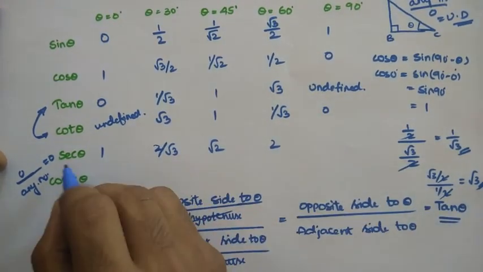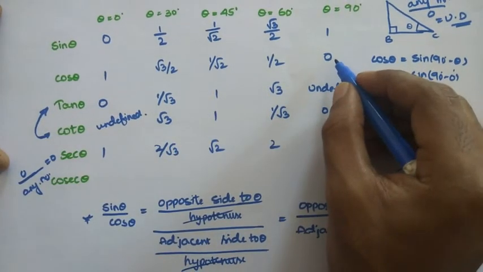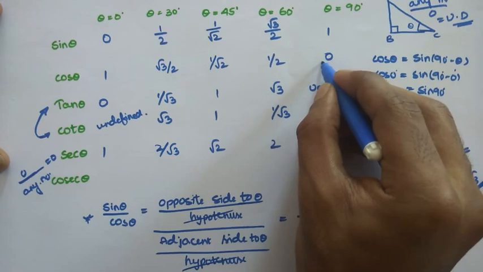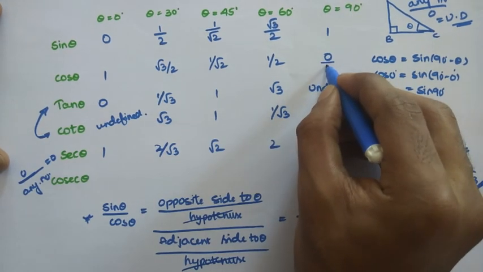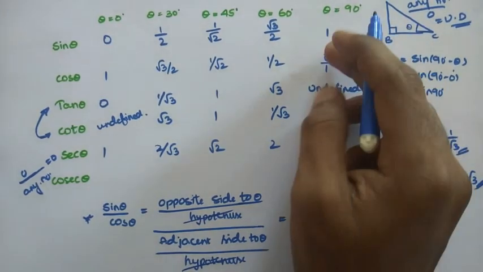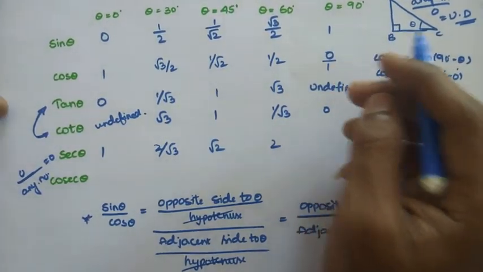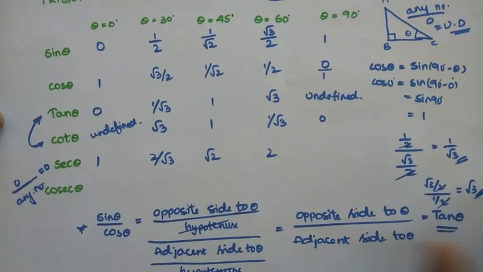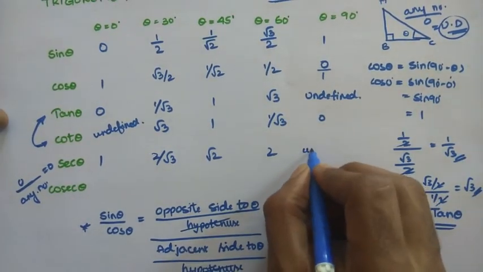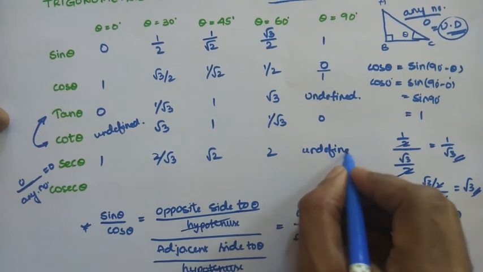Secant 90 is the reciprocal of cos 90. Cos 90 is 0, so I am writing here 0 by 1. 0 by 1 is also 0. Now if we take the reciprocal of this, it will be 1 by 0. I already told you any number by 0 is undefined, so even this will be undefined.